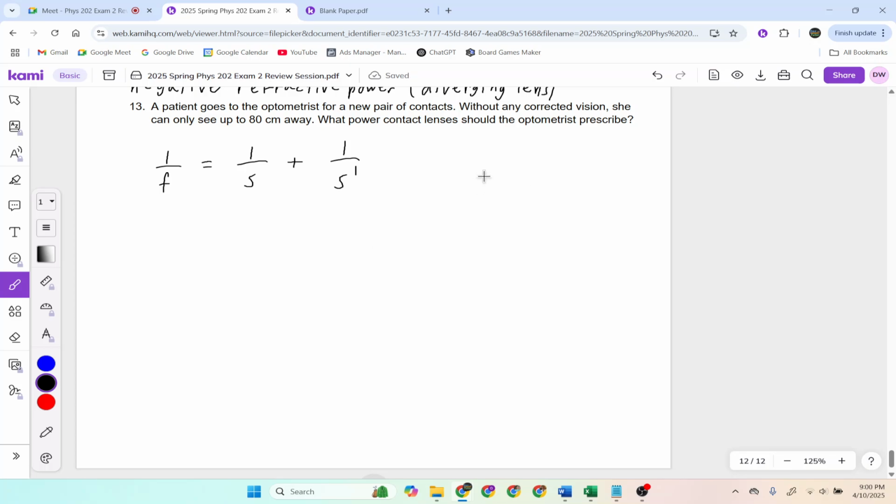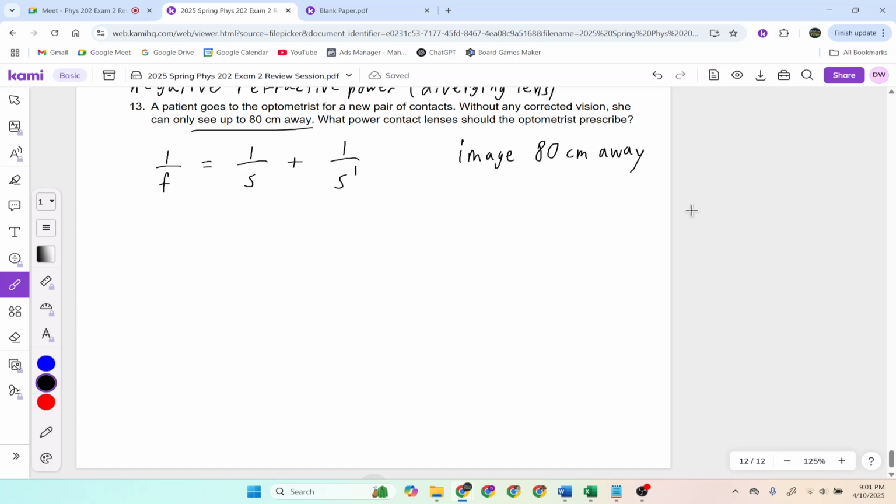Now, here's the thing with how these problems go. So just take this with a grain of salt. If she can see only up to 80 centimeters away, I am not saying the object is 80 centimeters away. I'm saying the image is 80 centimeters away. The way glasses work, they take an image that's, let's say, farther than 80. Let's just say it's 160 centimeters away. The glasses project an image as if it were 80 centimeters away so that you can see it. Pretty cool.